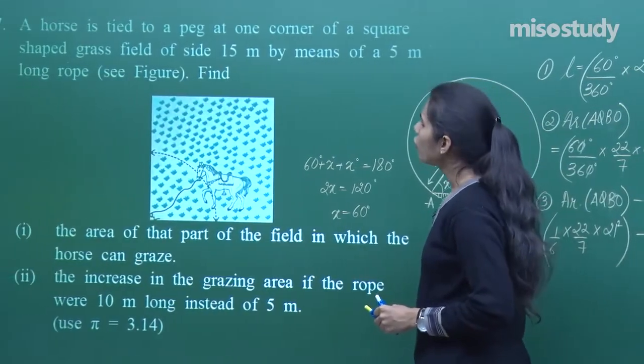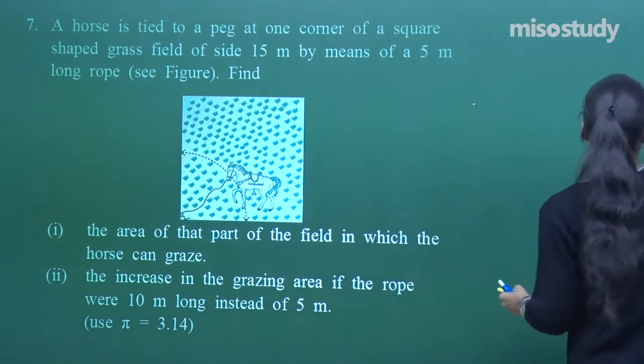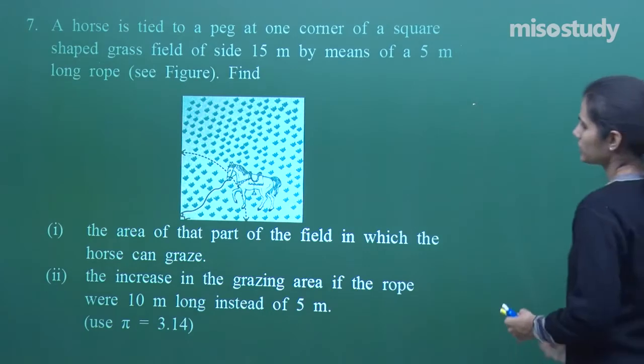Next question says that a horse is tied to a peg at one corner of a square grass field. Okay, so there is a square grass field and a horse is tied to one corner of that grass field. You can see that.